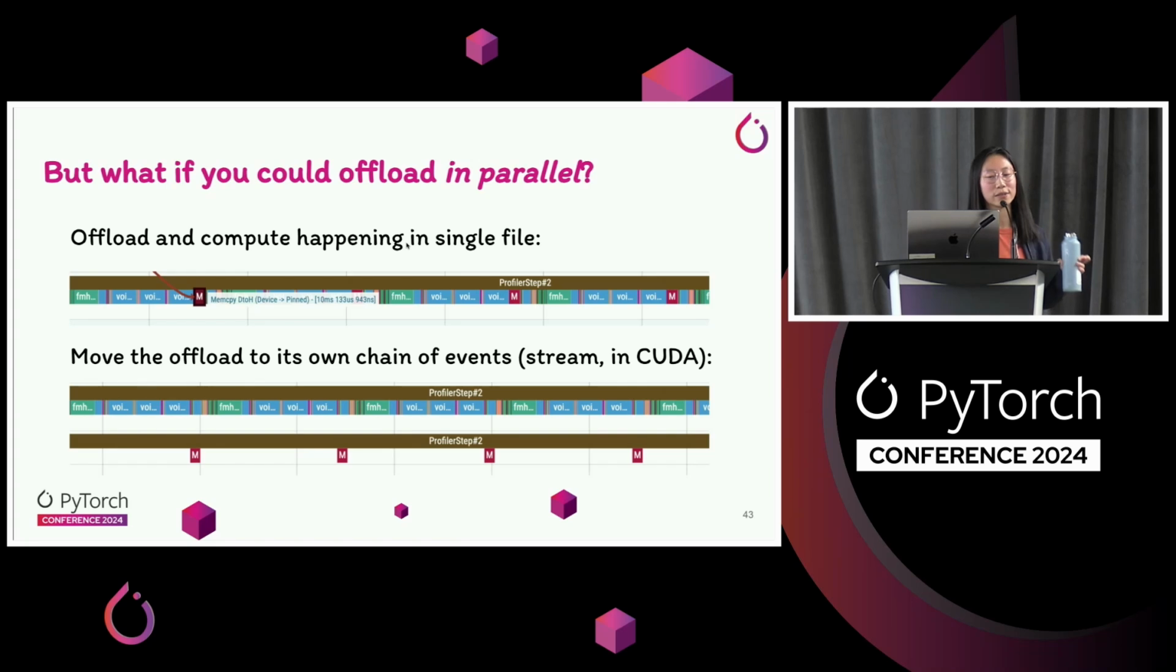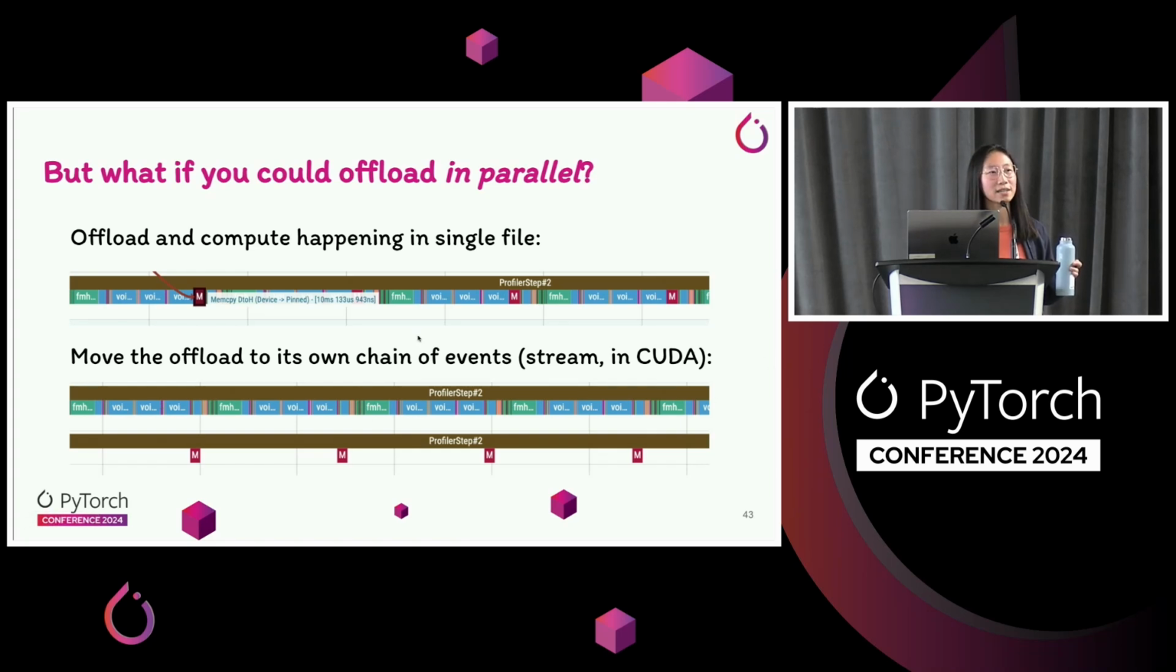So in our previous world, the offload and the compute happen in single file. They kind of have to wait for each other. But what if I say that because offloading is independent from the compute, you can actually move that to its own line, to its own chain of events. So in CUDA, we use streams to do that. And note that in this world, it's as if your compute was never bothered in the first place.